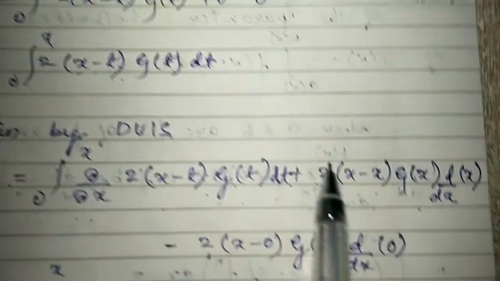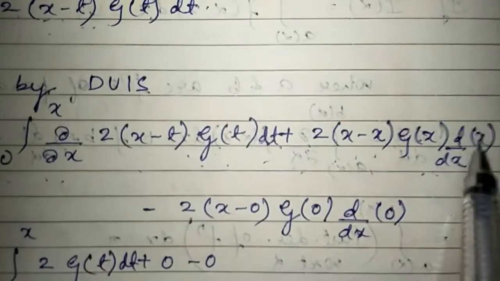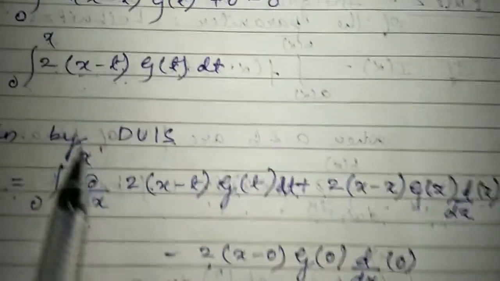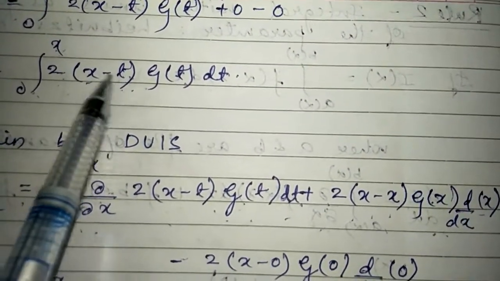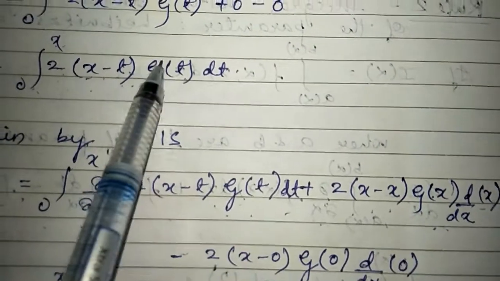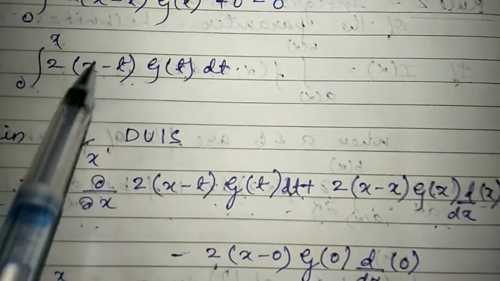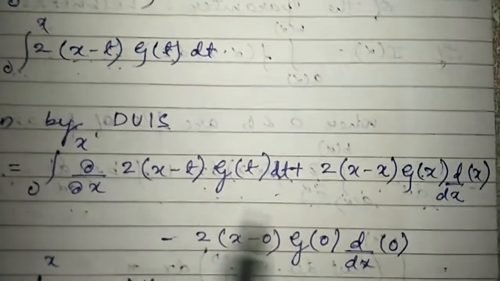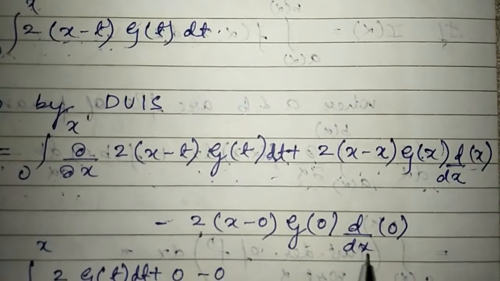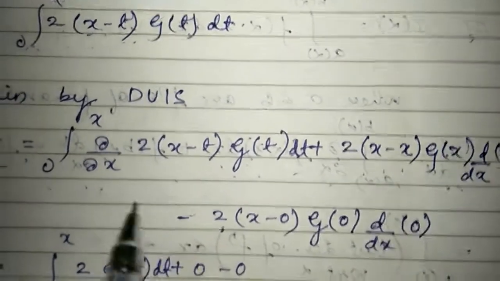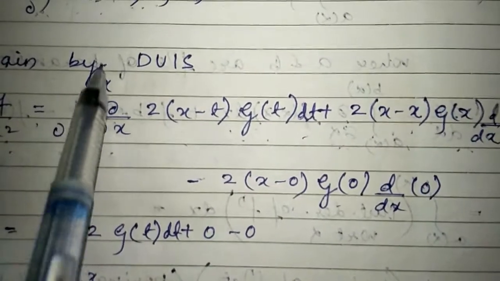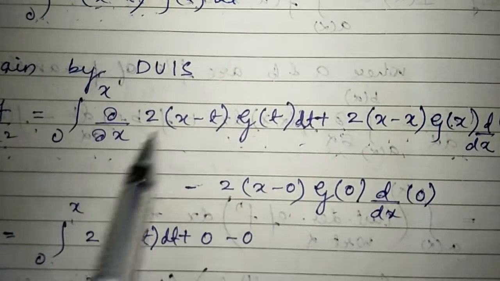The parameter is x, so we have d by dx of x, minus the value of the function at the lower limit, that is 2 times x minus 0 into g of 0, and then we'll differentiate the lower limit with respect to the parameter x. So it is d by dx of 0. So what we have is integral 0 to x ∂ by ∂x of this.